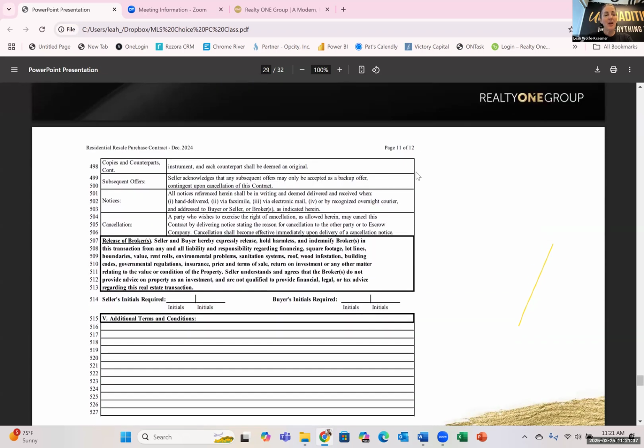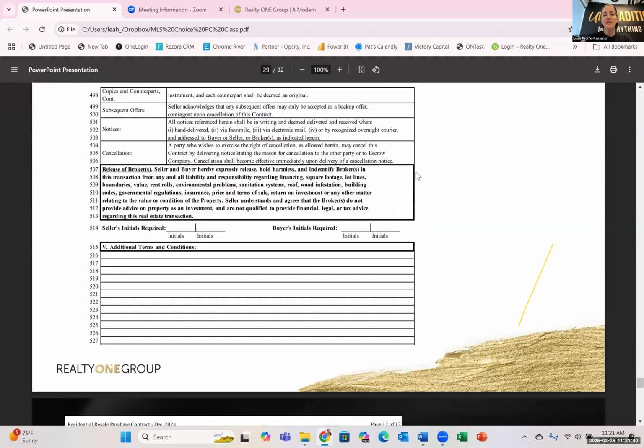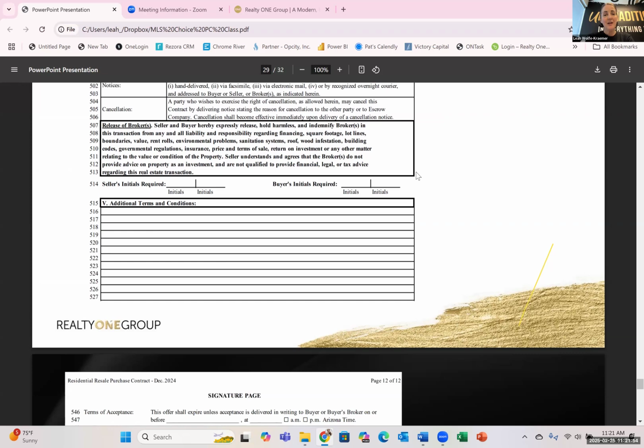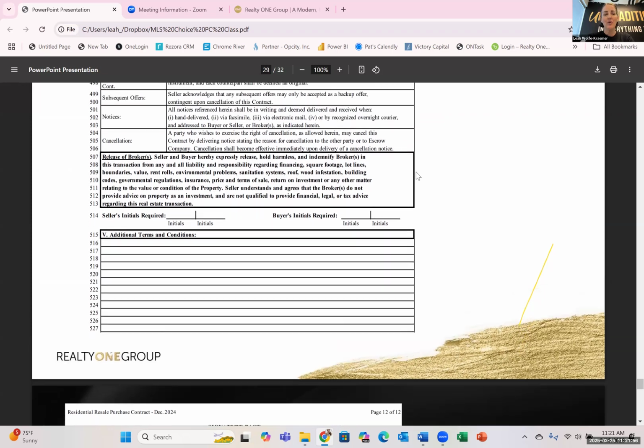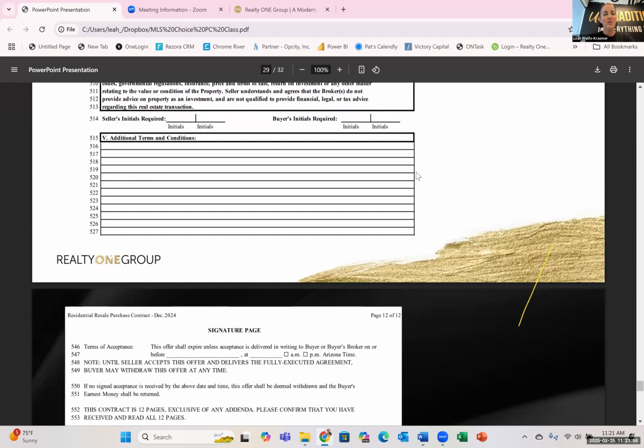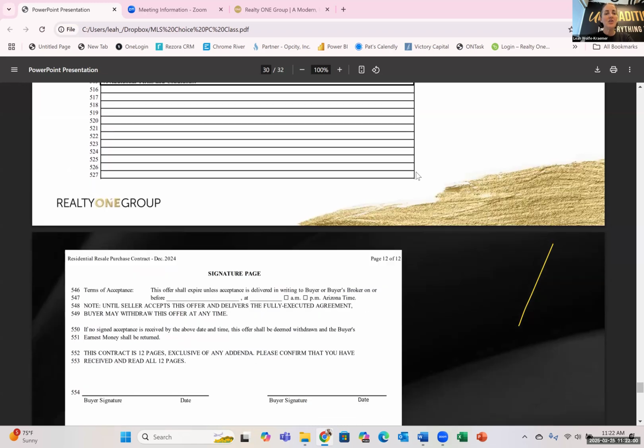Same stuff. Copying the counterpart, subsequent offers, notices, same delivery methods. This one has not changed. Delivery via text is not valid, so bear that in mind. Your notices need to be hand delivered, faxed, sent via email, or sent by an overnight courier service. And then cancellation rights, release of brokers, all that stuff again. Same mumbo jumbo.